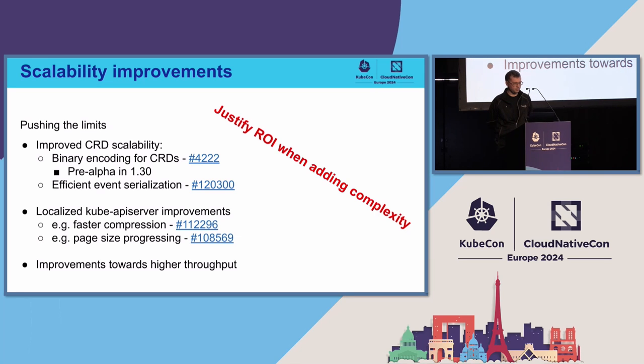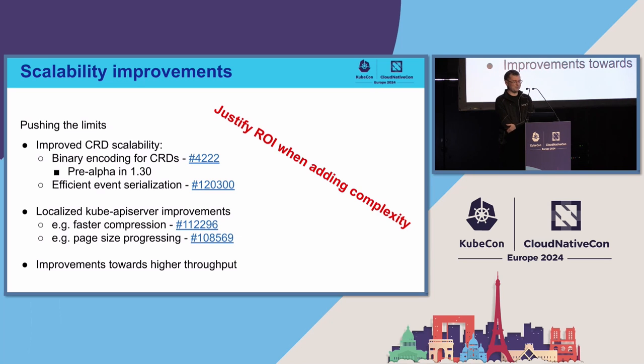And from the pushing the limits category, the most important ones are around improving CRD scalability. Scalability of CRDs is one of the biggest problems that we have compared to built-in resources, and we still need to take that into account. We are working on introducing binary encoding for CRDs. Currently, CRDs only support the JSON protocol. The CBOR-based encoding is happening.